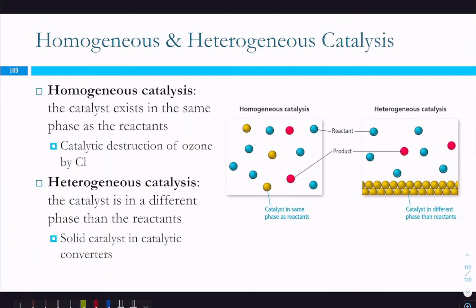So two types of catalysis: a homogeneous catalysis, where you've got the catalyst in the same medium as your reaction. So for the chlorine in the upper atmosphere, that's a chlorine gas reacting with ozone. That would be a homogeneous catalyst, or the process is homogeneous catalysis.